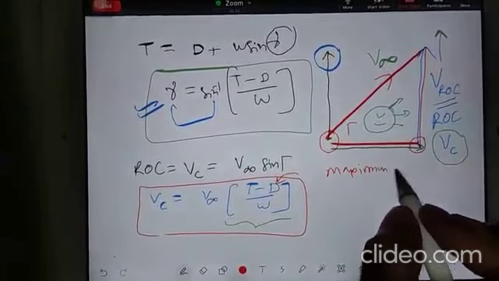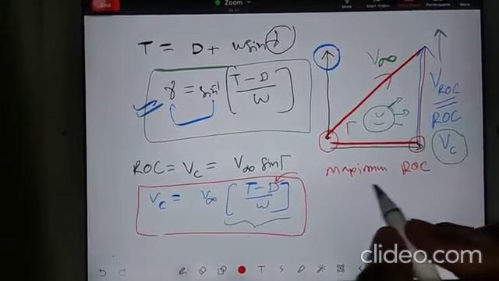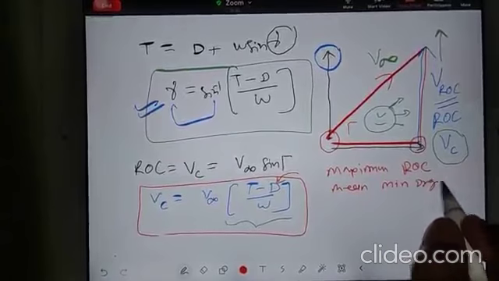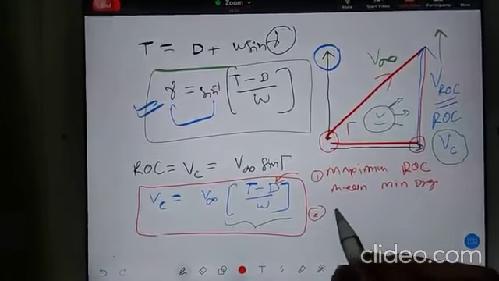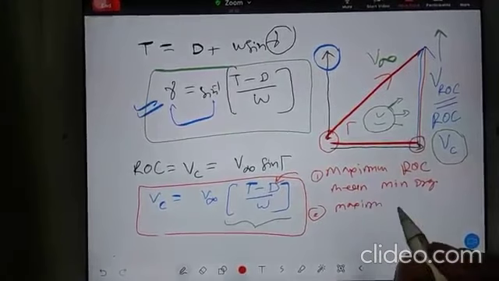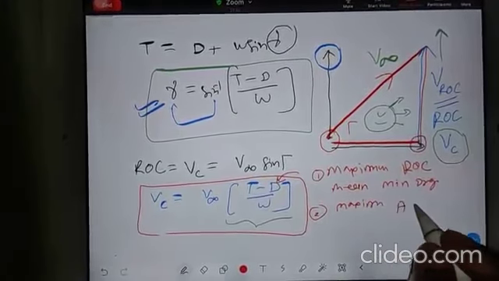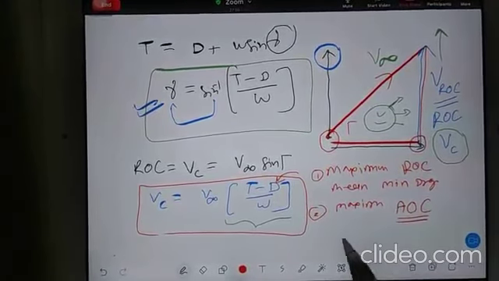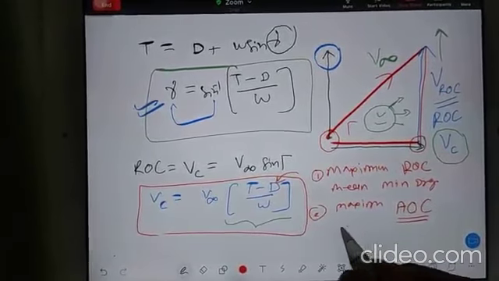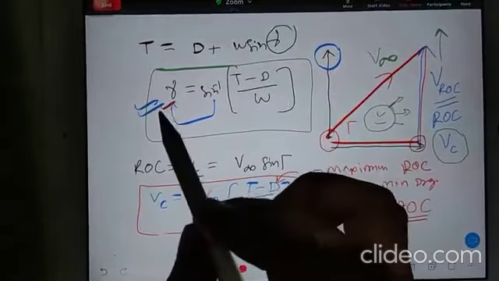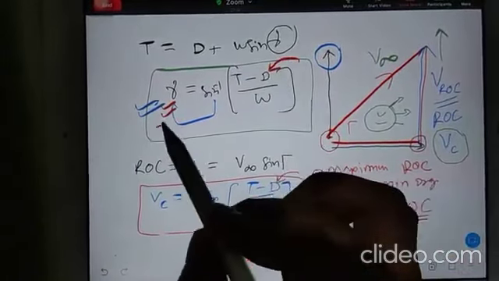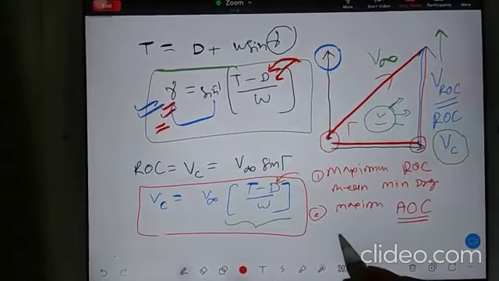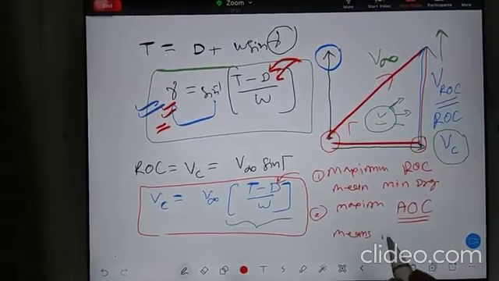Maximum ROC means minimum drag, point 1. Second point, maximum angle of climb, AOC. You write the full form. Maximum angle of climb is equal to, you can see here, gamma should be maximum. Gamma will be maximum if and only if your drag is minimum. Again the same concept. Means minimum drag.